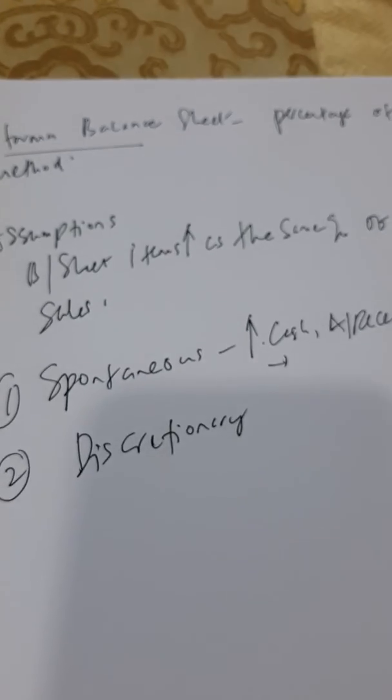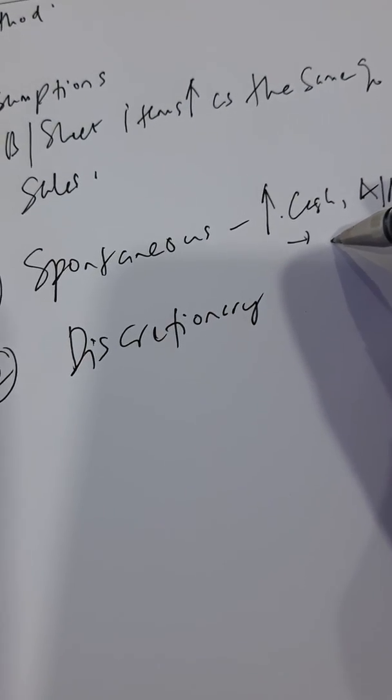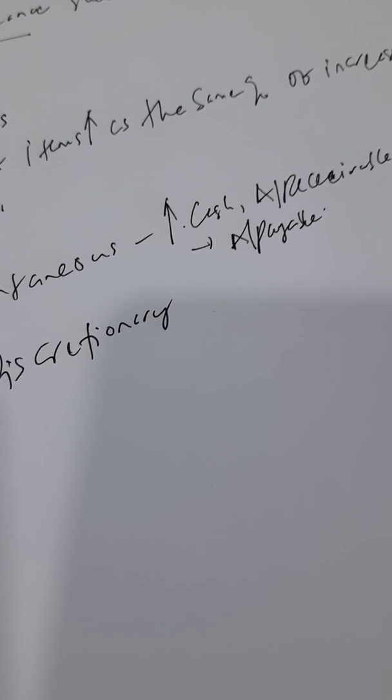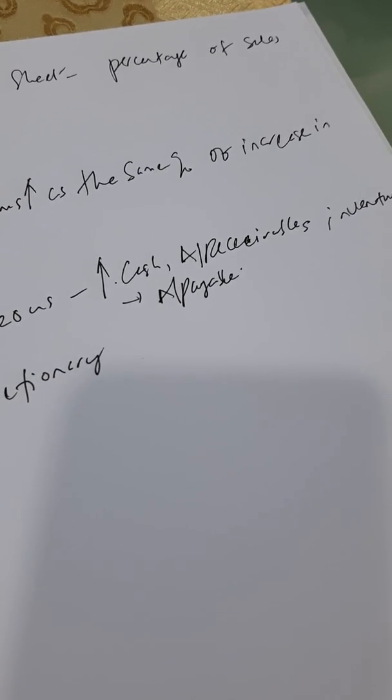Okay, on the liability side, items like accounts payable will increase with the increase in sales. However, notes payable will remain constant. We will discuss this later when we attempt past semester questions. So only accounts payable will increase with the same percentage of increase in sales.